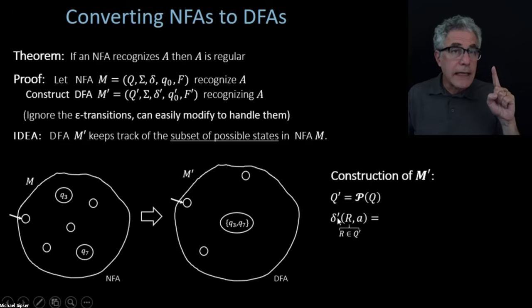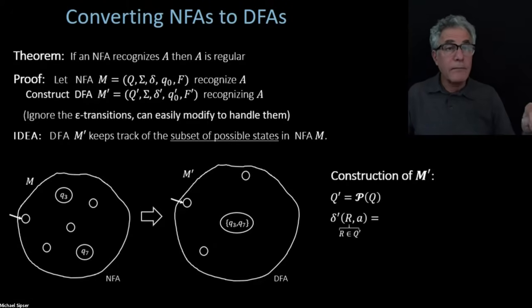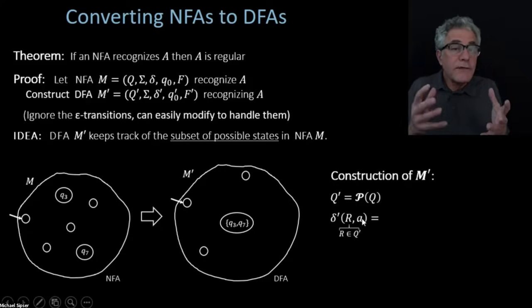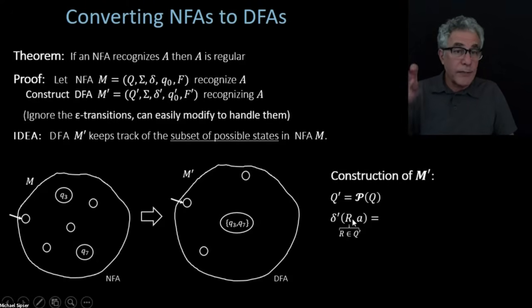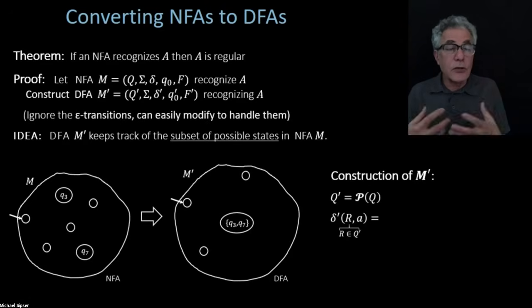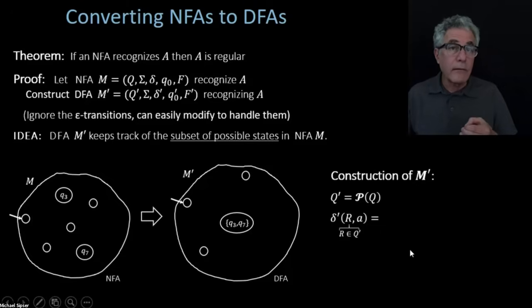So delta prime, when it has a state which corresponds to a subset R of states of M, reads an input symbol. You just have to do the updating the way you would naturally do. You're going to look at every state in R, look at where that can go under A. So there's a bunch of sets there, and you look at all the possible states that could be in one of those subsets. And that's the set of states that you could be in. That's going to be the new set of states, and that's going to be the new state of M prime.